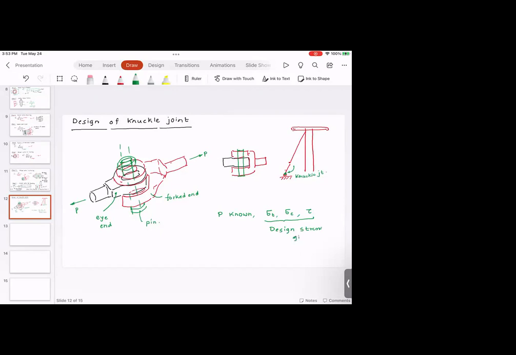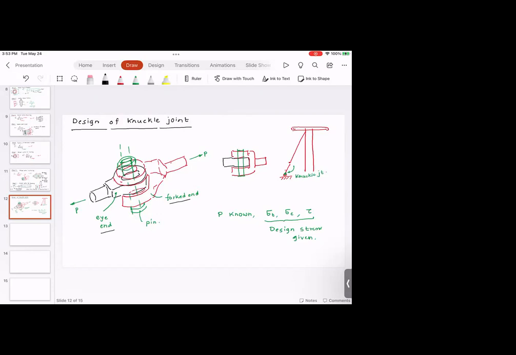Or given. If the design stress values are not given, you can actually look at the design data book and find out these values. Again, typically the eye and the fork end are made up with one material, and the pin could be made up with a different material, or sometimes the pin is made with the same material as well. So either they will give you the material properties for the pin, or you would have to find out the material properties for the pin.